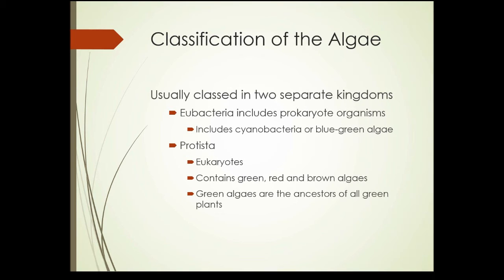Now, as I said, they're usually classed in two separate kingdoms. The eubacteria includes the prokaryotic organisms, meaning the organisms that don't have a true nucleus to contain their DNA, and that's the cyanobacteria or blue-green algae. The protista are eukaryotes, and these organisms have true nuclei that contain their DNA. The protista contain the red, green, and brown algae, which are the common seaweeds, and other algae that we find in freshwater environments as well. Green algae are the ancestors of all green plants.